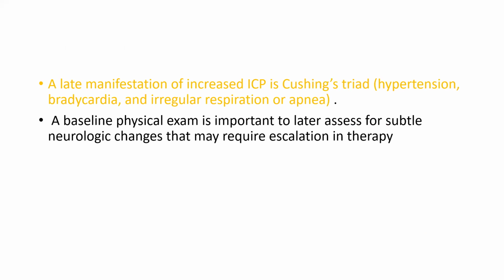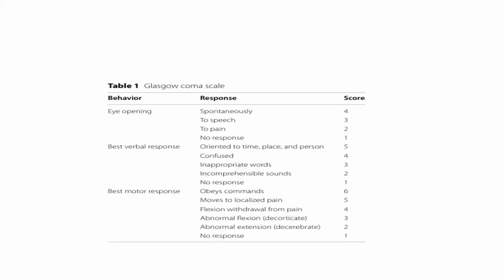A baseline physical examination is important to later assess for the subtle neurological changes that may require escalation in therapy. So this is the Glasgow Coma Scale, which includes eye opening, best verbal response, and the motor response. A score of 4 is for spontaneous eye opening. If eye opening to speech, then 3. If to pain, then 2. If no response, then 1.